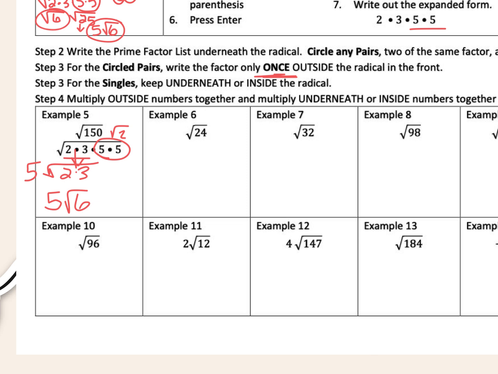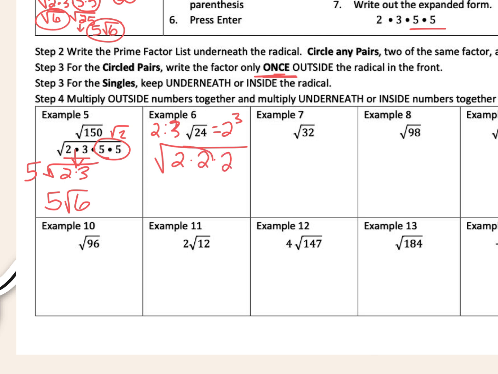So let's try the next one. Let's go to our calculator. Let's put in menu. Remember, it's menu, 2, 3, square root, and you're just going to type 24. And then we're going to write what it tells us. So we get 2 to the power of 3. So what does that mean? That means 2 times 2 times 2. We're going to write 2 3 times.